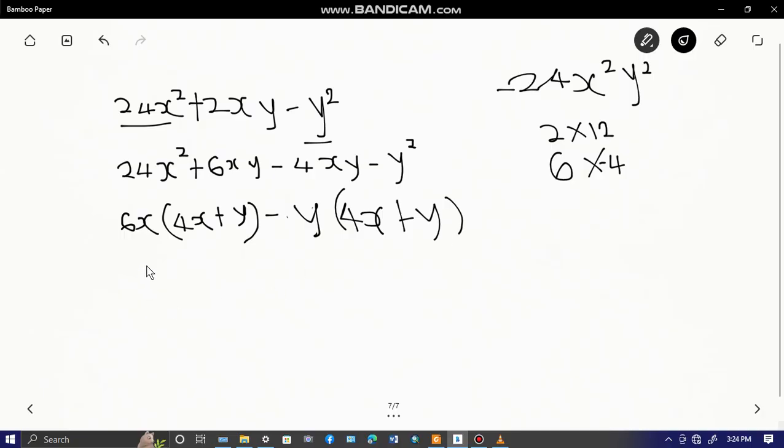And then from here, we combine 6x minus y, and another bracket should contain the other terms: 4x plus y. If we reach this stage, we have factorized the expression.